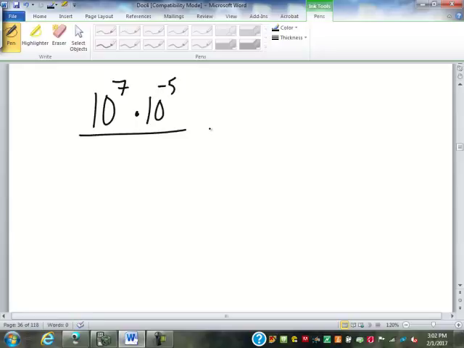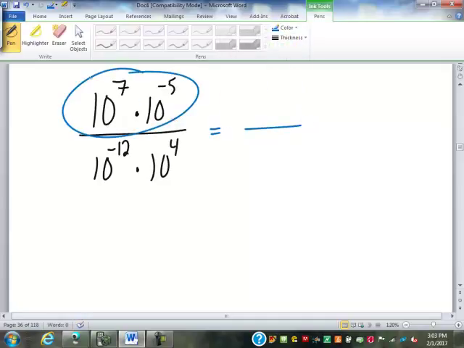So let's say we have 10 to the 7th times 10 to the negative 5th over 10 to the negative 12th times 10 to the 4th. So on top, 10 to the 7th times 10 to the negative 5th is 10 to the 2, right? 7 plus negative 5 is 2. On bottom, 10 to the negative 12th times 10 to the 4th is 10 to the negative 12 plus 4? Negative 8. And now 10 to the 2nd divided by 10 to the negative 8. I heard somebody whispering it. 10 to the 10th. Very good. 2 minus a negative 8 is 10.